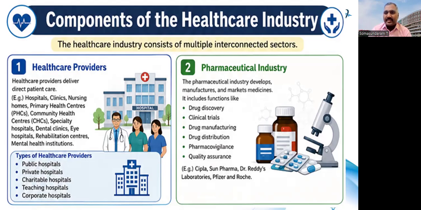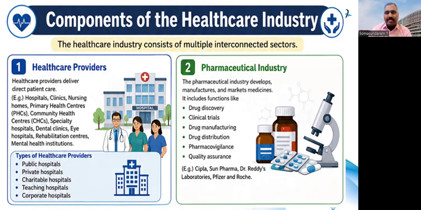So there should be healthcare providers like public hospitals, private hospitals, primary health centers, community centers, charity hospitals, and so on. These are all the hospitals. These are all the structures where they are providing healthcare services.